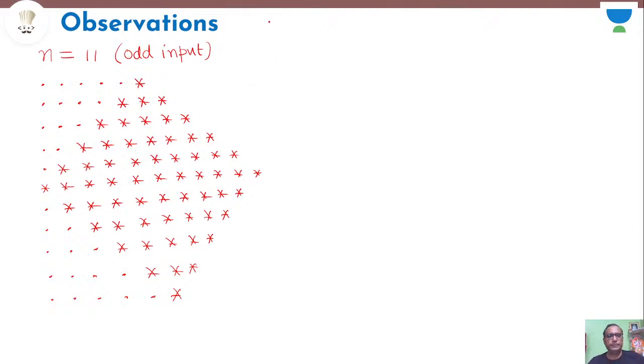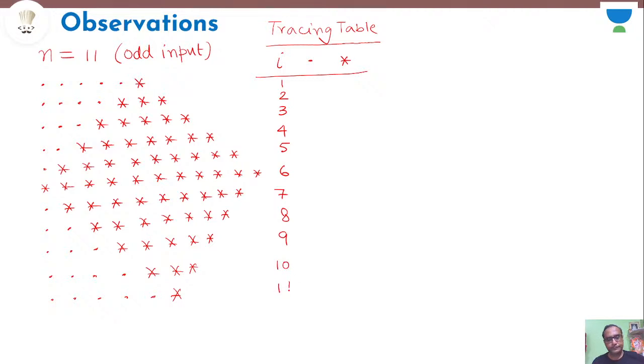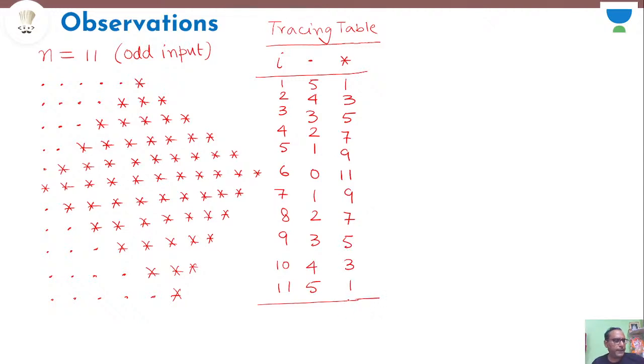So now I shall go for the tracing table. We're having the dot, we're having the star. I, dot and star. I is ranging from 1 2 3 4 5 6 7 8 9 10 11. Dot is here 5 4 3 2 1 0, then 1 2 3 4 5. Star is 1 3 5 7 9 11, then 9 7 5 3 1. So I have made my tracing table ready.